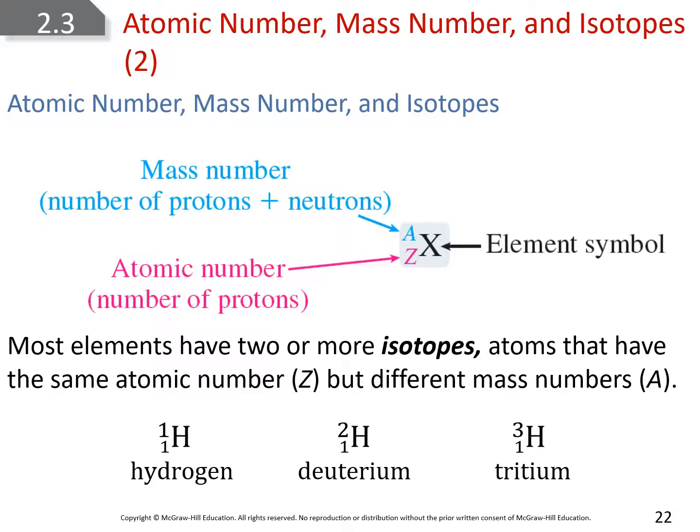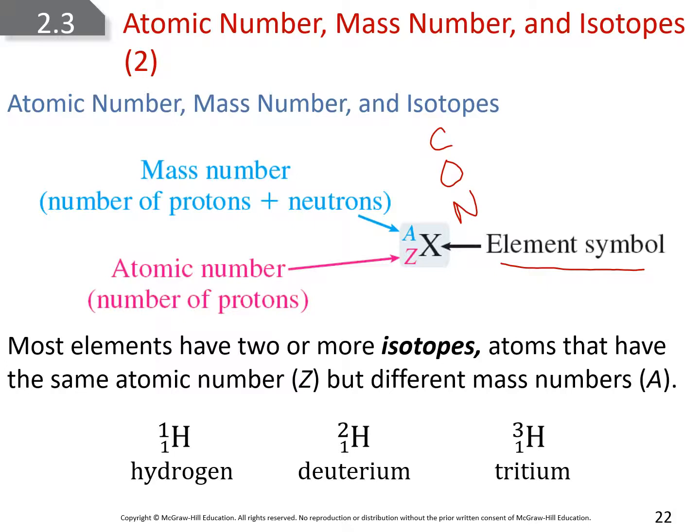So they use this A and Z generic notation, where X is the elemental symbol, that's what we see on the periodic table. For example, C for carbon, O for oxygen, N for nitrogen. That's the elemental symbol. And then the mass number goes on top, atomic number goes on bottom. Mass number is the number of protons and neutrons. Atomic number is just the number of protons, and in a neutral element, also the number of electrons.